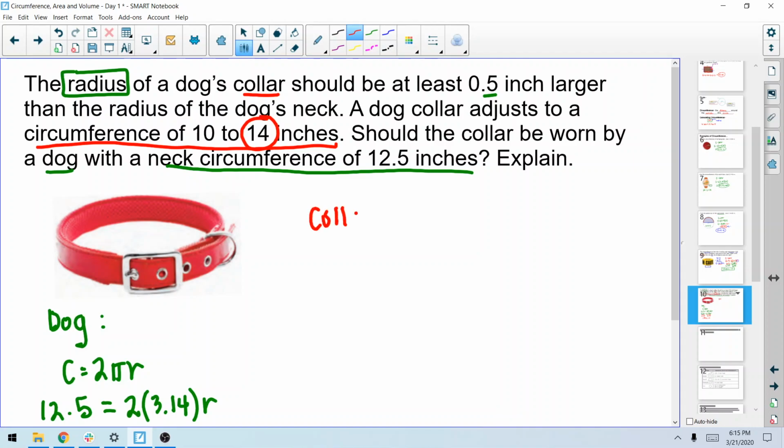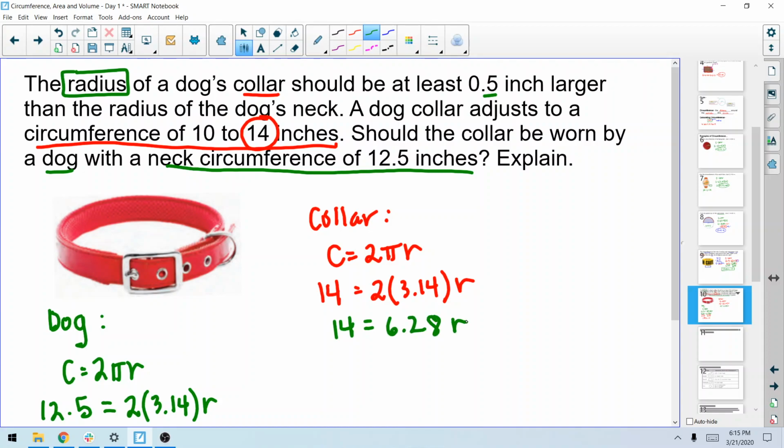So I'm going to do collar. Circumference equals 2 pi r. The circumference of the collar at its largest is 14 inches, equals 2 times pi times r. I'm going to solve it the same way. So 14 equals 6.28 times r. I'm going to divide both sides by 6.28. Grab your calculator. 14 divided by 6.28. So I'm getting 2.23.